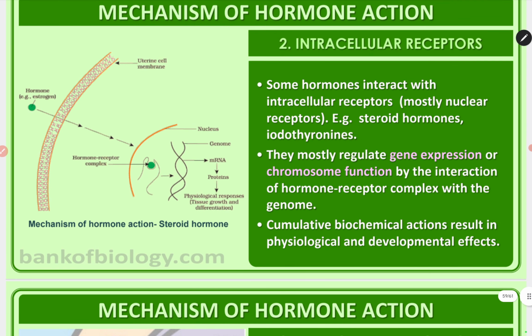See the diagram? Here it is the hormone estrogen. It is an intracellular receptor hormone. It directly comes inside the nucleus, where it becomes a hormone receptor complex, and then the genome, mRNA, proteins, then physiological responses, tissue growth and differentiation occur.